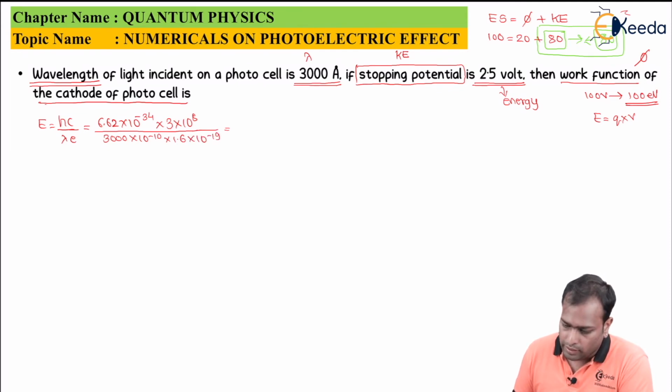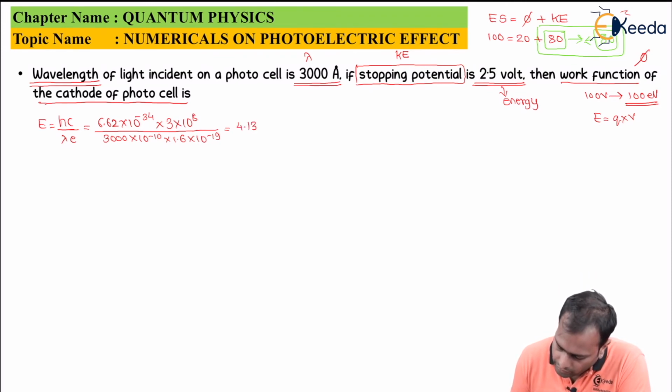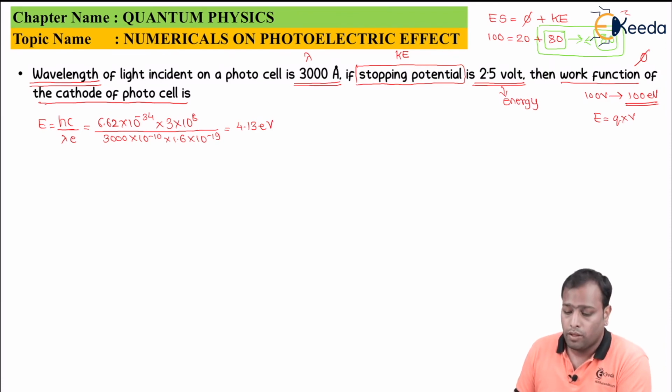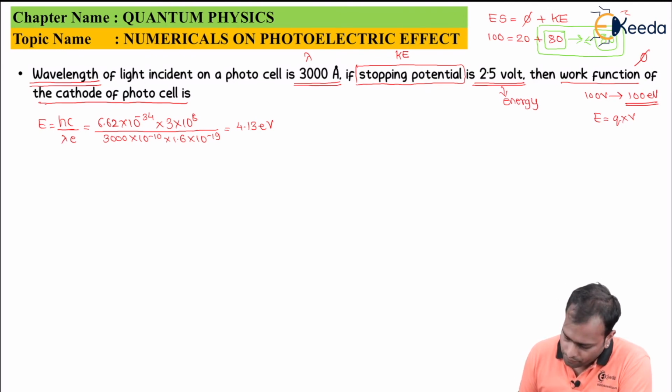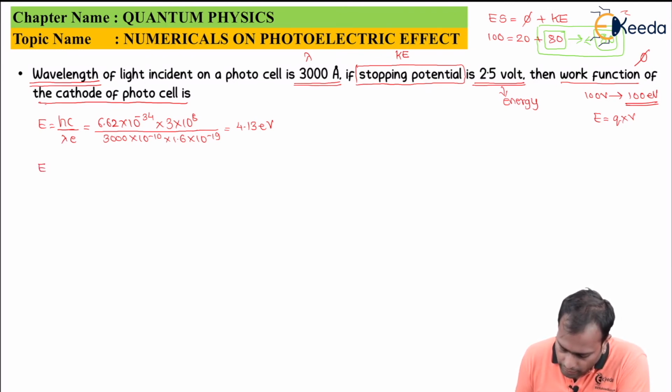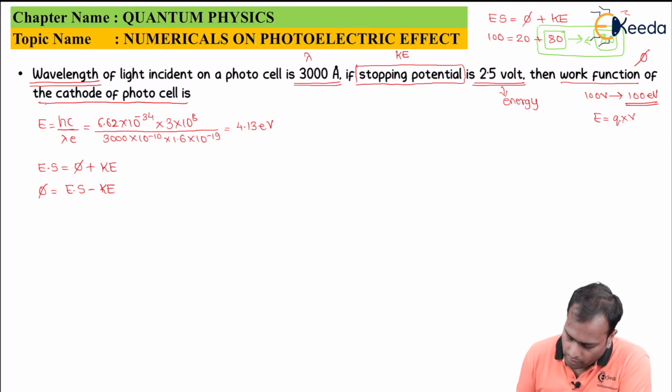On solving this, the value that you are going to get is 4.13 electron volt. This is the amount of energy that you have supplied in terms of electron volt. Now, using the generic formula, the energy supplied equals phi plus Ke. So, my phi is nothing but the energy supplied minus Ke, that is equal to 4.13 minus.